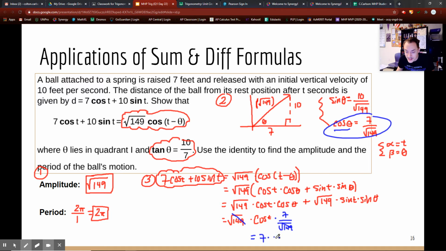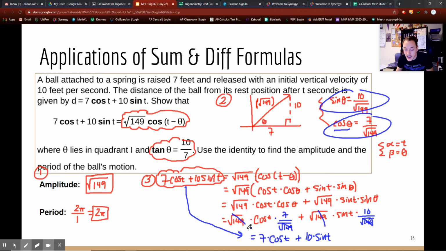You start to see it, right? So 7 times cosine of t. And this is going to be plus. Now what happens here? Let's go back to red. This is radical 149 times sine of t. And now what is sine of theta? Sine of theta is 10 all over radical 149. And then, of course, the radical 149s go poof, so I'm left with 10 times sine of t. And, of course, that's exactly what I have. So, boom. It actually checks out.